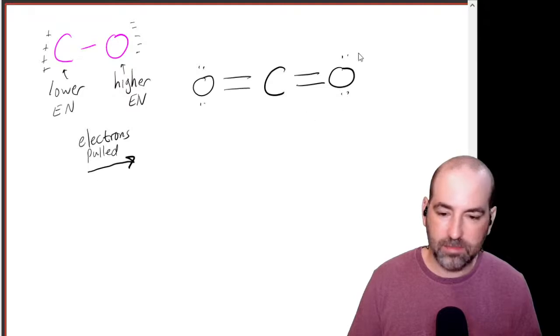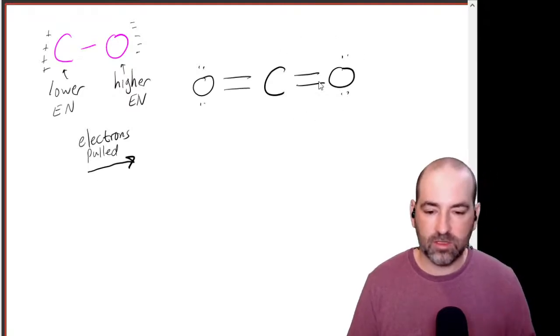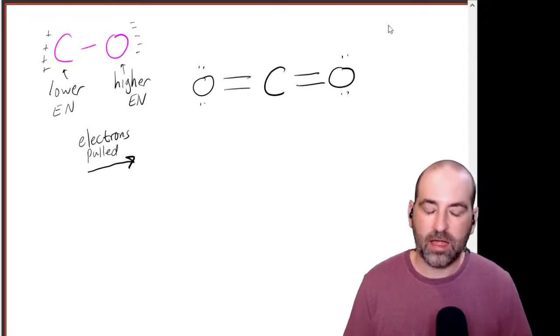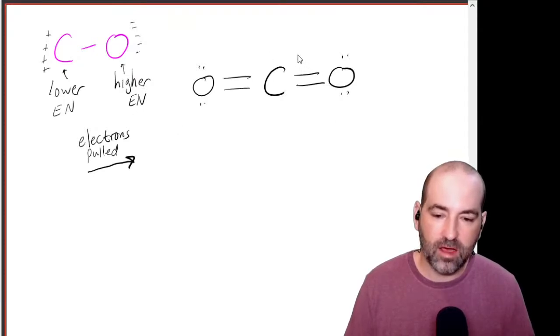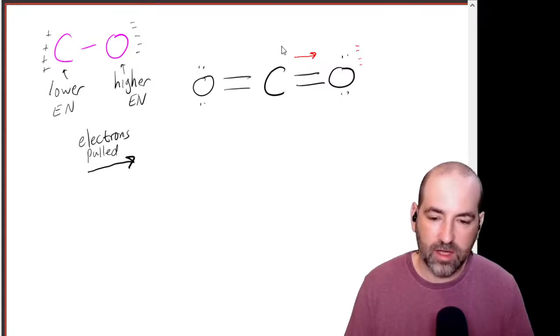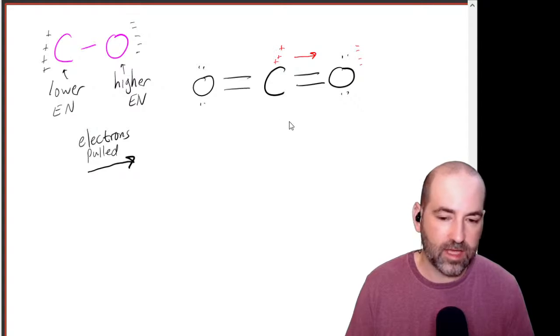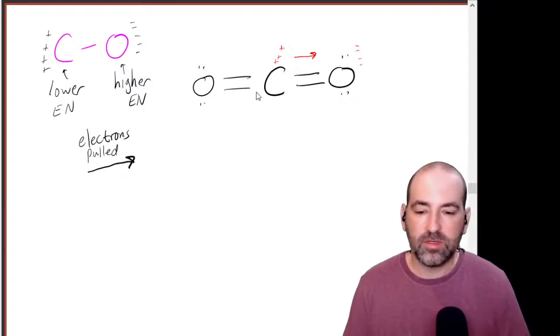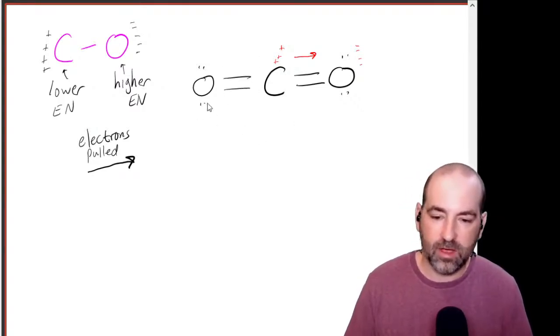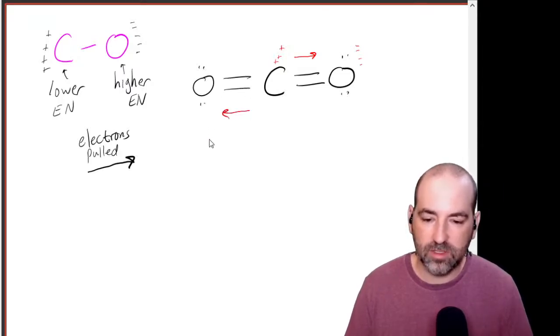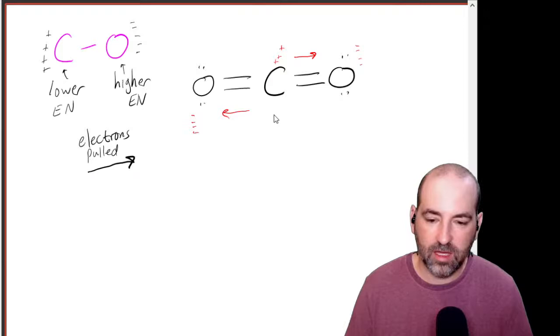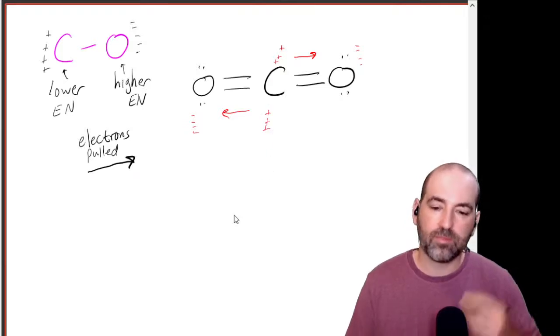It doesn't matter if it's double, single, triple, whatever, just that bond. We know from what we just talked about that the electrons are pulled toward the oxygen, which means we're going to have some negative charge on this side and some positive on this side. Then we do the same thing for the other one. This is also a CO bond, and in this case the electrons are pulled this way, so there's some negative over here and some positive over here.